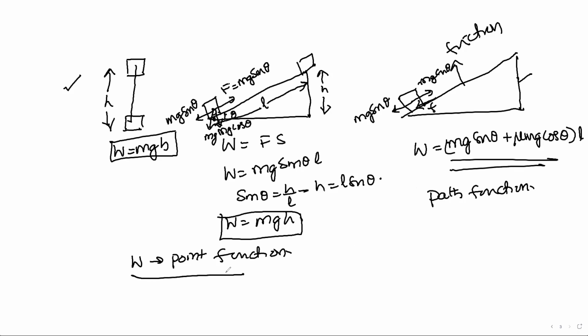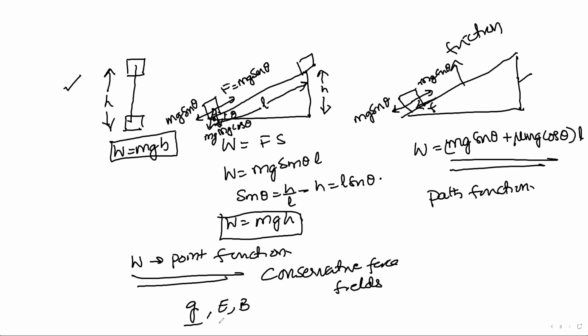Finally, work done is a point function under conservative force fields. This is very important. Conservative force fields means gravitational field, electric field, magnetic field. In all these cases, work is a point function. And it is a path function under non-conservative force fields.